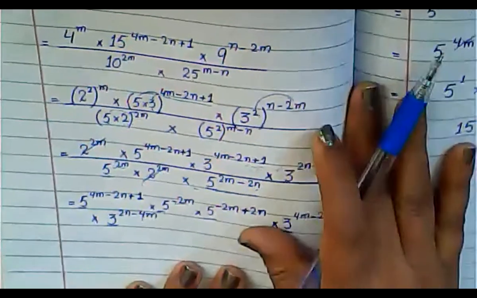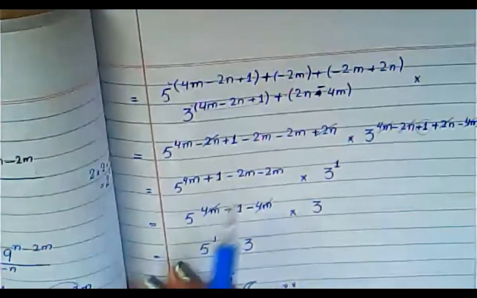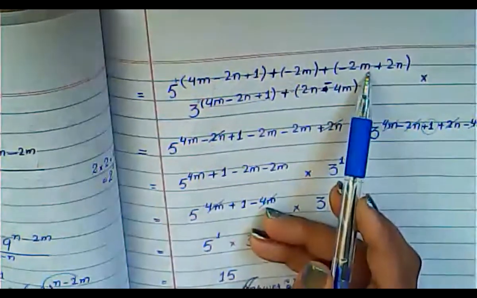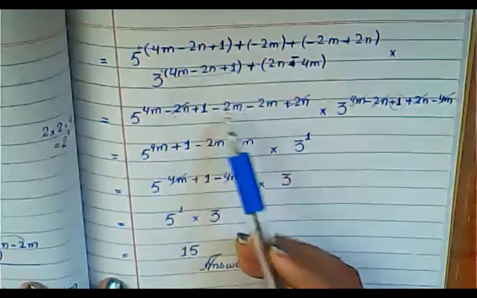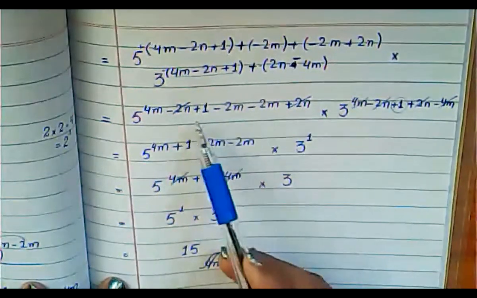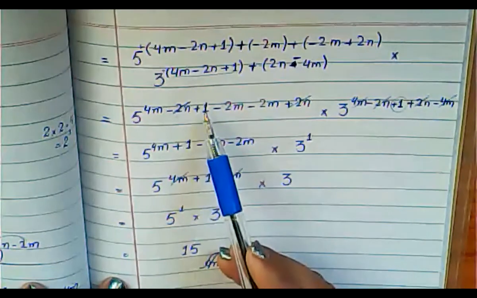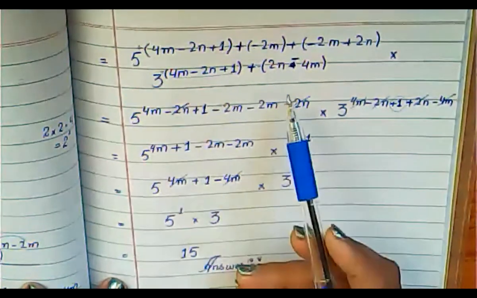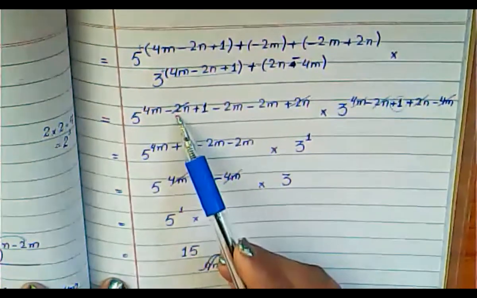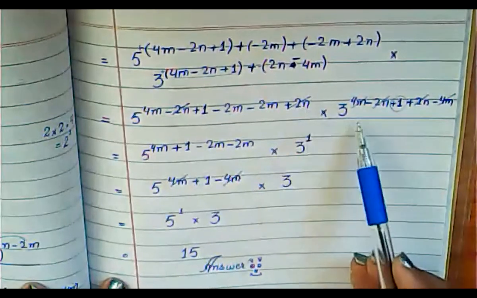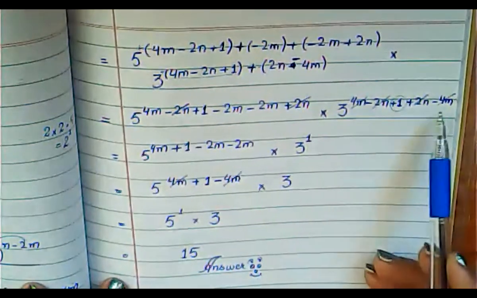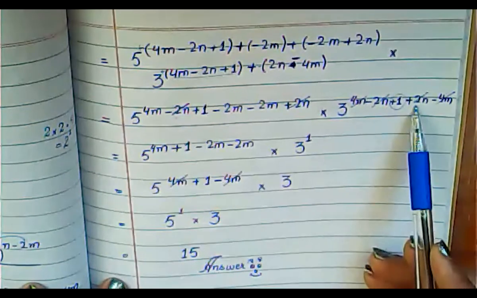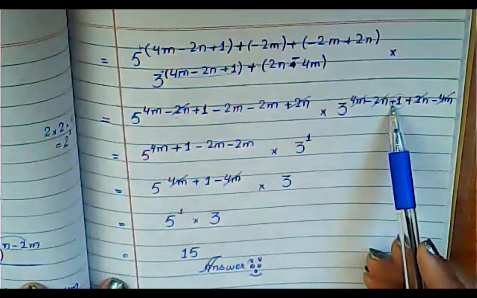Now, in the next step, I just take the same base, 5 and 3, and add their powers. And while adding their powers, I will simply open the brackets and try to cancel the terms which have opposite signs, same variable, same coefficient, and same powers. So here you have minus 2n and plus 2n. This 4m will be canceled with this minus 4m. Minus 2n will be canceled with plus 2n. You will be left with only 1.